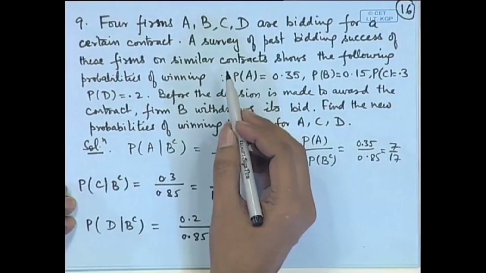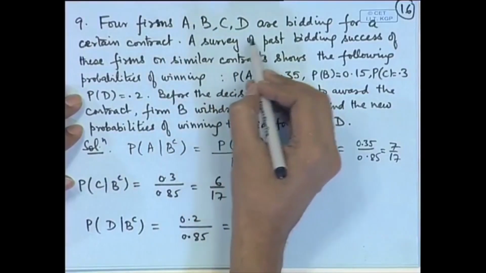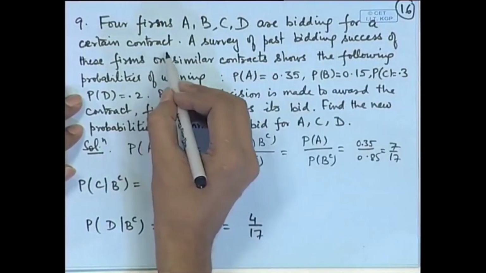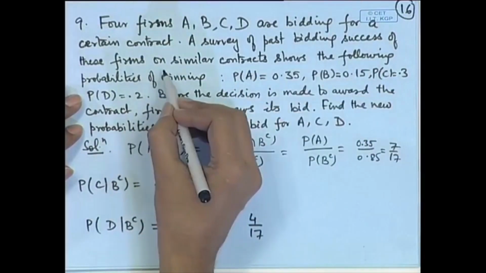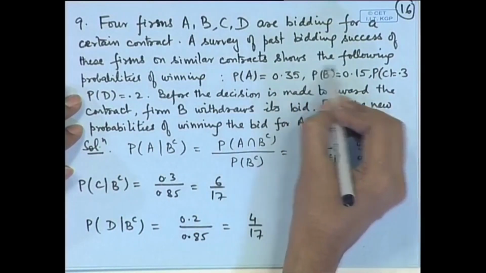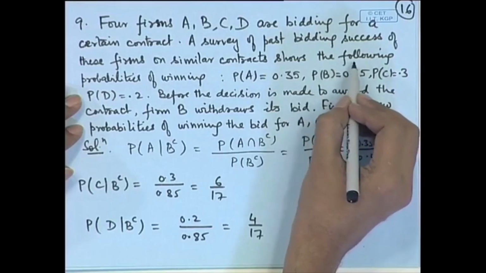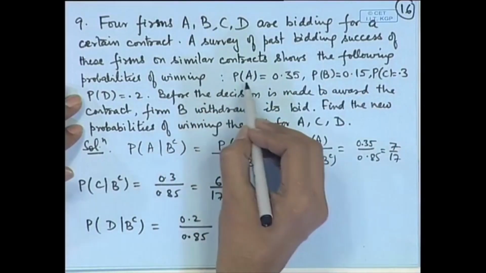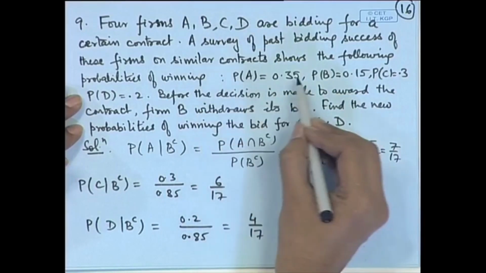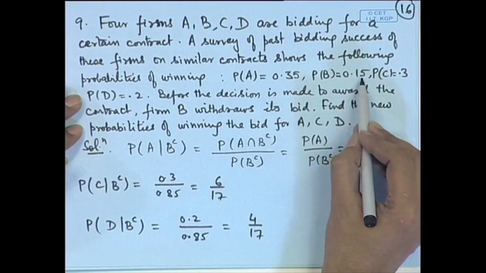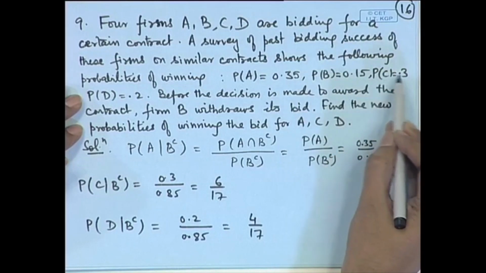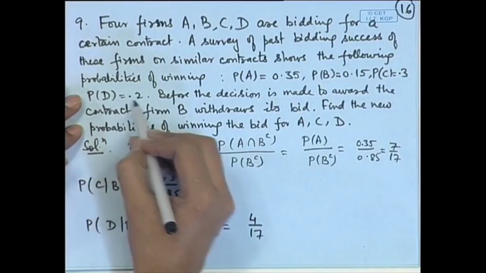Let us look at some more applications of the conditional probabilities. 4 firms A, B, C and D are bidding for a certain contract. A survey of the past bidding success of these firms on similar contracts shows the following probabilities of winning the contract: A will win the contract with probability 0.35, B will win with probability 0.15, C will win with probability 0.3, and D will win with 0.2.